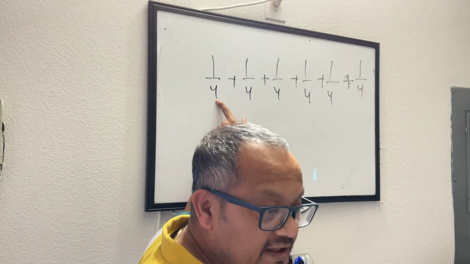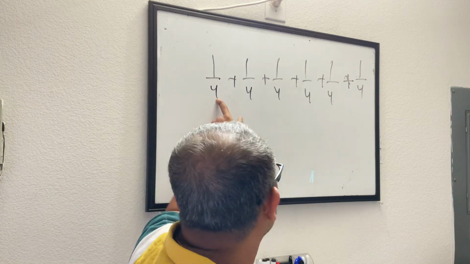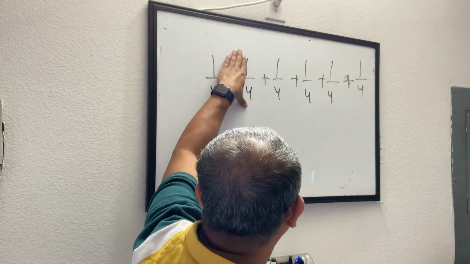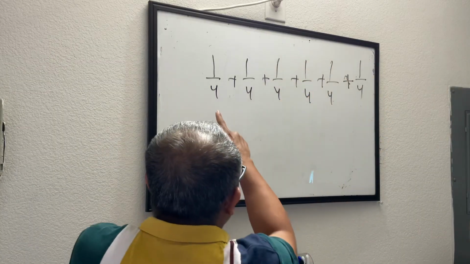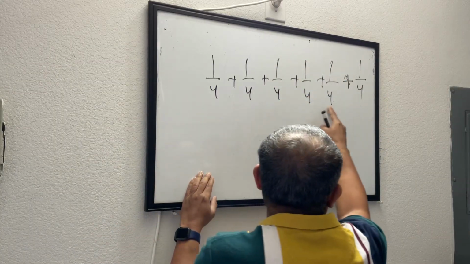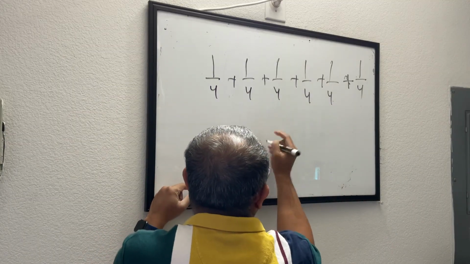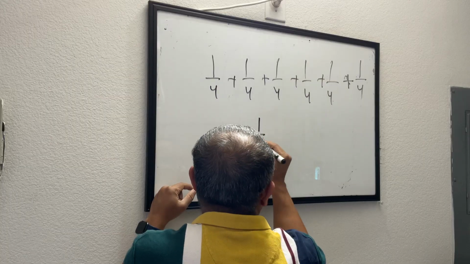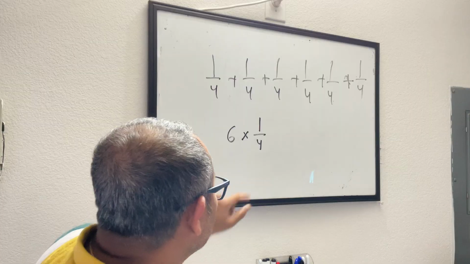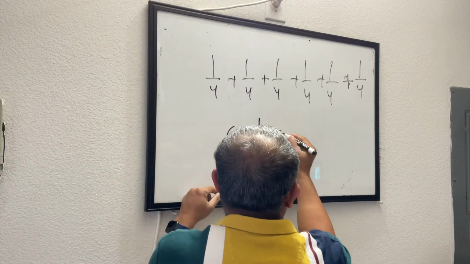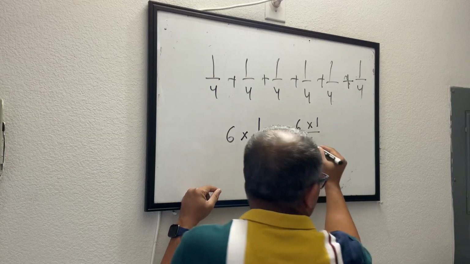If 1/4 is a mango, one mango, one more mango, one more mango, one more mango, one more mango, one more mango. How many mangoes are we talking about? 1, 2, 3, 4, 5, 6 mangoes. 6 mangoes. What is my mango? 1/4. What did we get? 6 into 1/4. Or I can write this as 6 into 1/4.